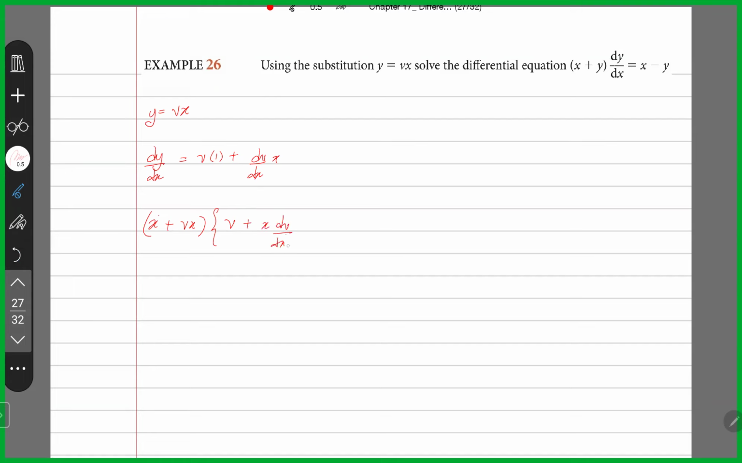That is equal to x minus y, which is vx. Let us expand. If we expand, we get xv plus x squared dv by dx plus v squared x plus v x squared dv by dx.